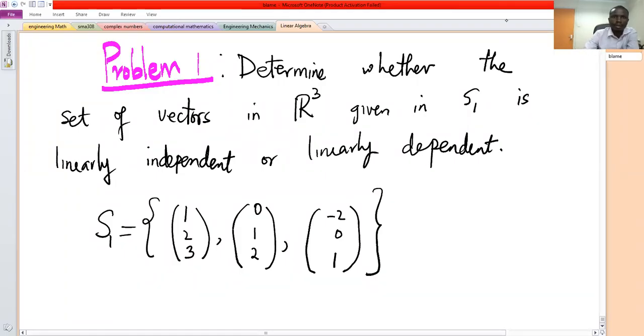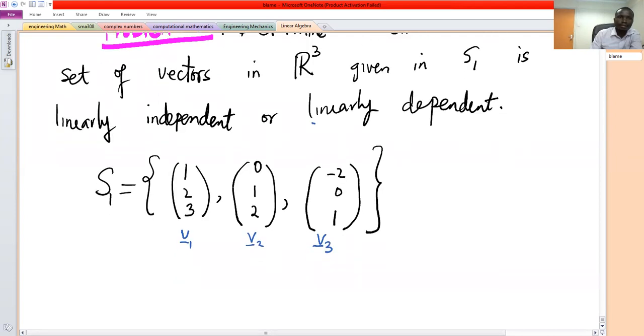Welcome to this session. In this session, we are going to solve a problem on determination of whether a set is linearly dependent or linearly independent. So the problem reads: determine whether the set of vectors in R3 given in S1 is linearly independent or linearly dependent. Now, let's call this vector V1, this one V2, and this one V3. So our set of interest has 3 vectors.